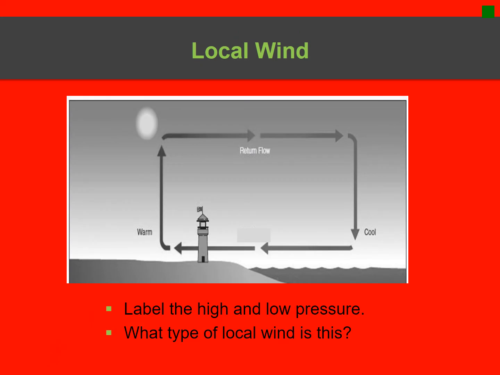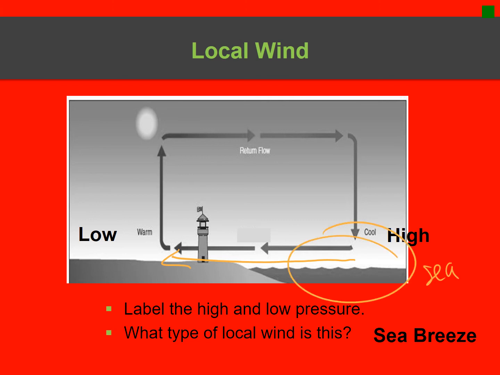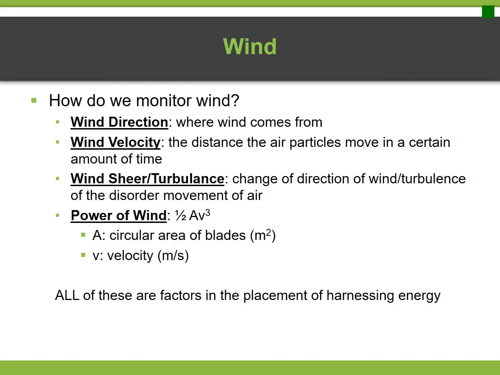All right, so now let's try to label the highs and lows. As I've talked about before, when you're talking about high, that means that it is cold. When you're talking about low pressure, it is going to be warm. So this will be your high pressure and your low. And then what type of wind is it? Well, where is it coming from? It goes from high to low. So therefore it is coming from the sea. So this would be considered a sea breeze.